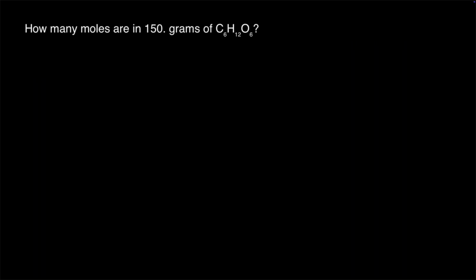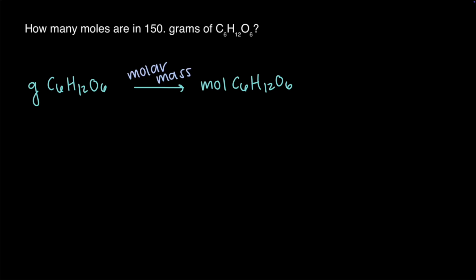In the next question, we have, how many moles are in 150 grams of C6H12O6? For the unit map, we are given 150 grams of C6H12O6, and we need to convert to moles of C6H12O6. To convert from grams of glucose to moles of glucose, we can use the molar mass because it connects grams and moles together, where we can cancel one of the units out to get to the other.